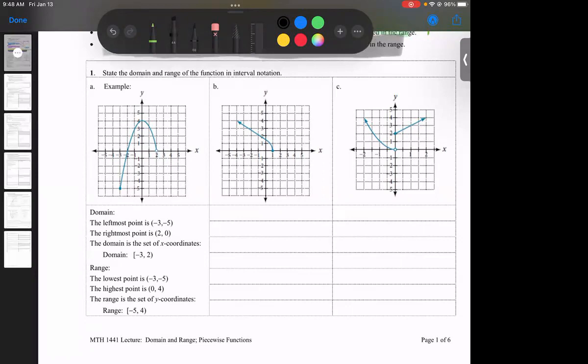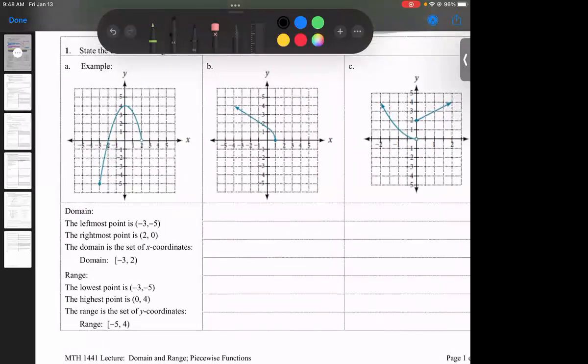Okay, so you understand how to get the domain and range now? I think we talked about this in the first day of the class, right? So B, let's talk about the domain first. That blue one. Where do I start, from left to right? Where does the function start?